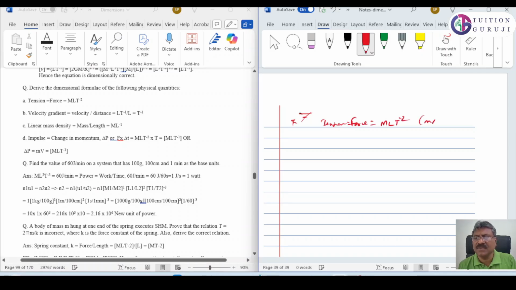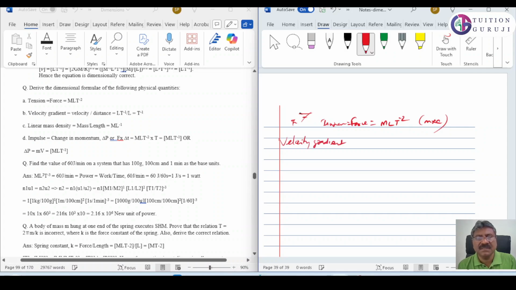We know that force means M into A. Acceleration is distance by time square, so L by time square, LT raised to minus 2, into mass. Okay, so it's clear. And next is velocity gradient.